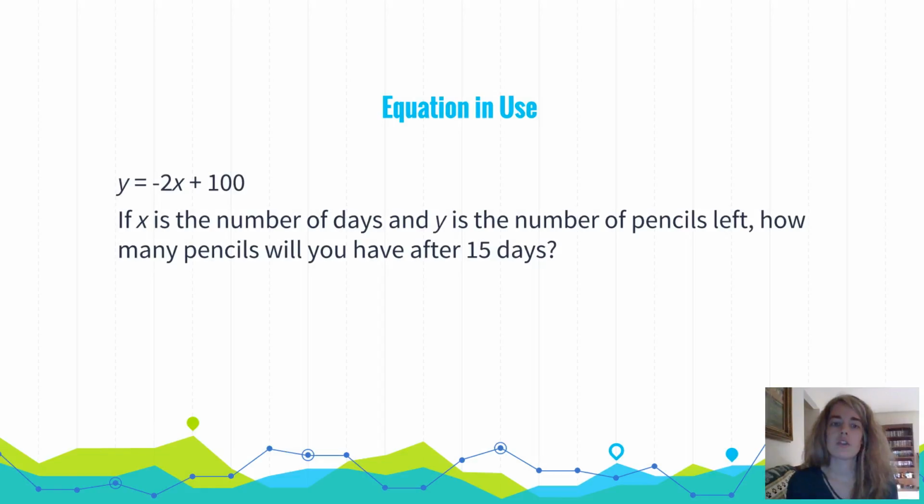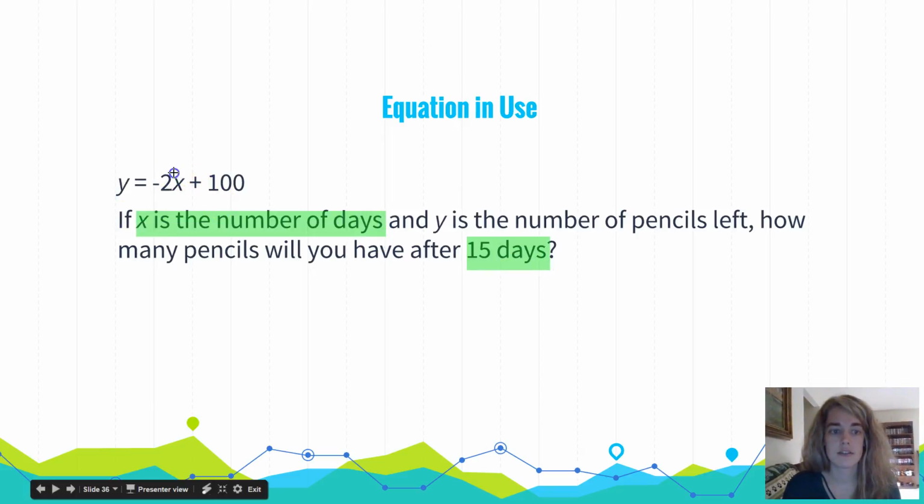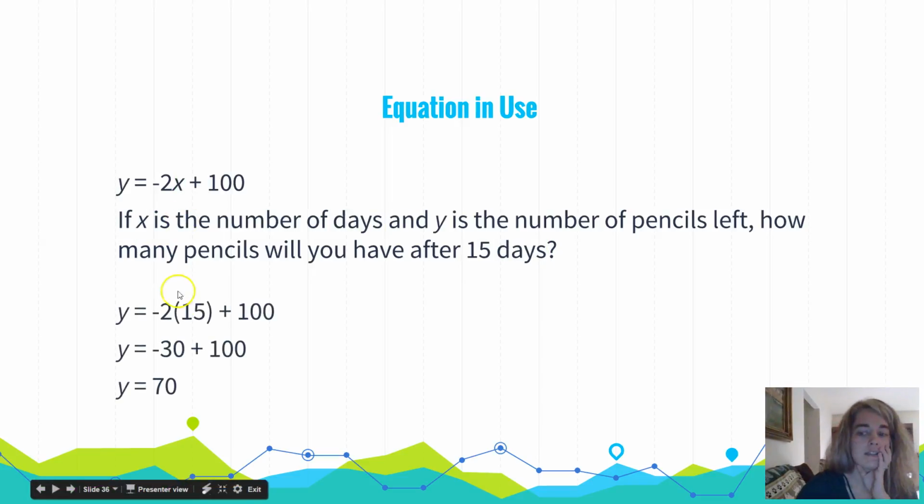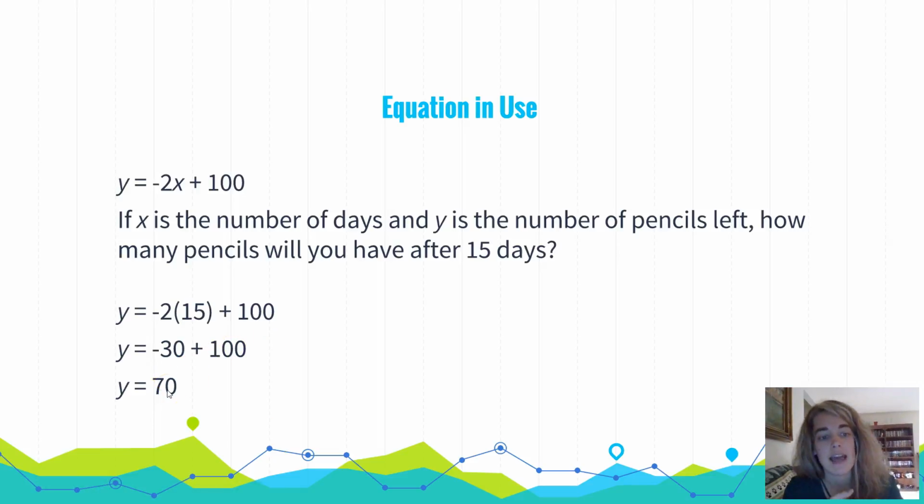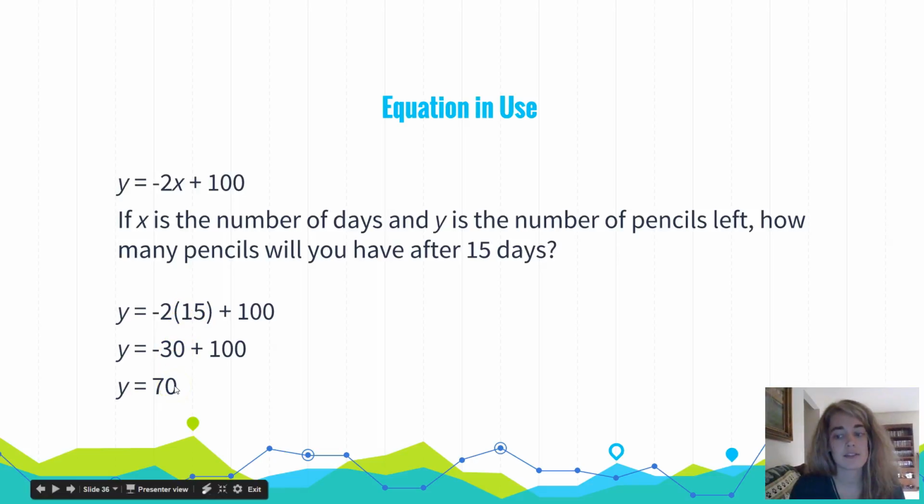Trick problem. So let's look at what happens if I give you a little extra information. If X is the number of days and Y is the number of pencils left, how many pencils will we have after 15 days? Okay, key thing here, I said 15 days. Well, we said X is the number of days, which means we're substituting 15 in for X. So here, plug in 15, use my little parentheses, and we've got secret multiplication. -2 times 15 simplifies to -30. Well, -30 plus 100 is 70. So what that means is after 15 days, I will only have 70 pencils remaining.